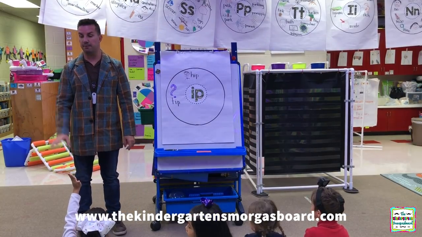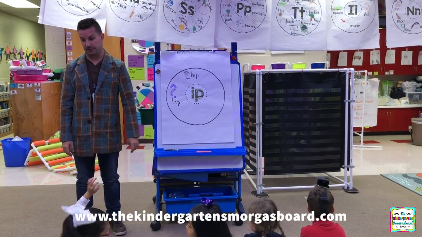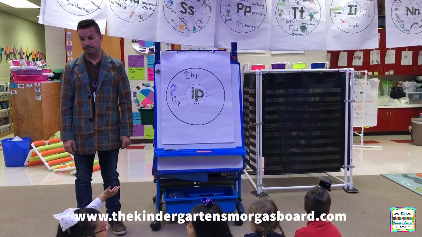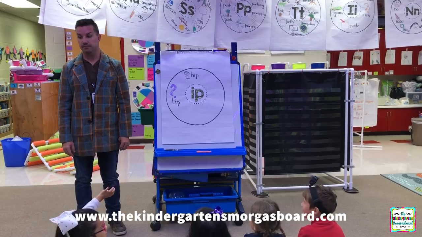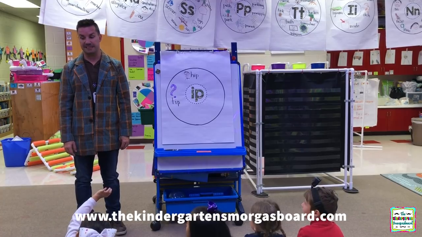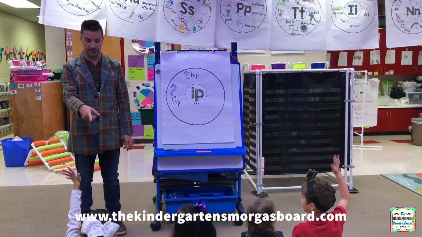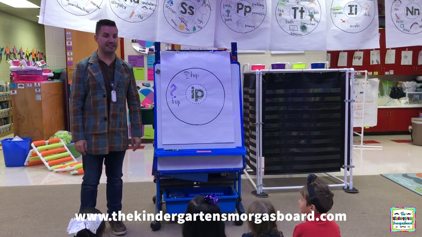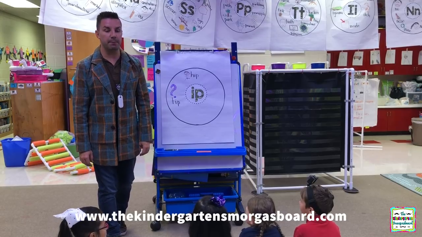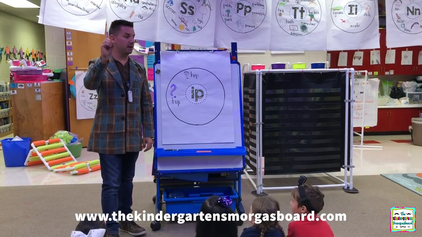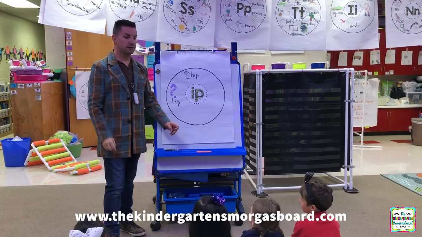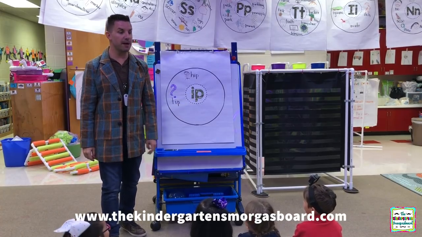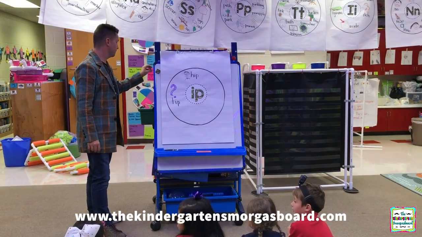Jasmine, remember it has to say tip. Falling. Does that say ip? No. Naomi? Good. Everybody say lip. Lip. Let's say the sounds in lip. Lip. Again, lip. Is it going on a circle map? Yes. Good job, Naomi.